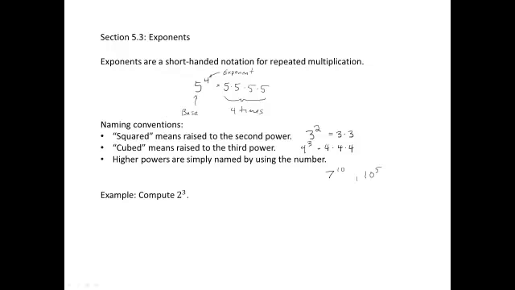Example, compute 2 to the 3rd power, or 2 cubed. This means 2 times 2 times 2. 2 times 2 is 4, and then 4 times 2 is 8. So the answer is 8.